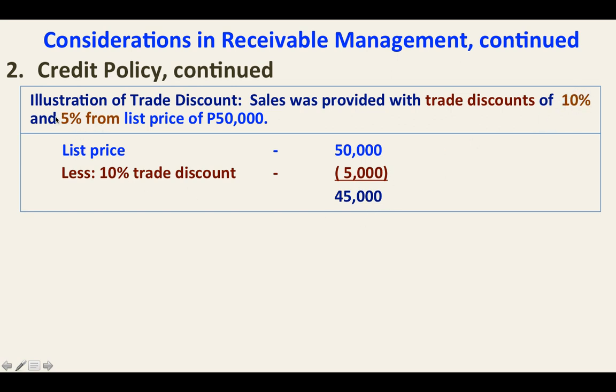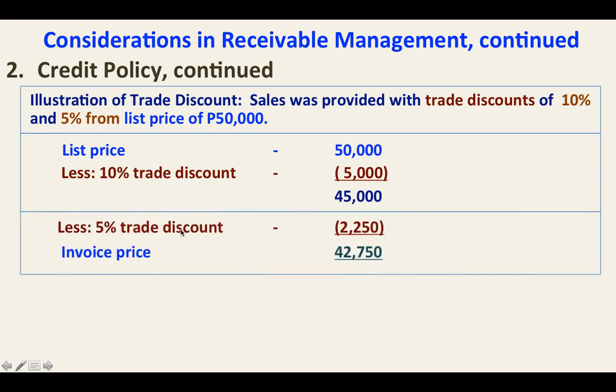But it has a second discount of 5%. So kukunin natin yung 5% na trade discounts. The 5% will be applied to this 45,000. Hindi na sa 50,000, sa 45,000 na. So 5% ng 45,000 is 2,250. So the invoice price is 42,750. 45,000 minus 2,250. So yung invoice price na babayaran ni customer is 42,750.